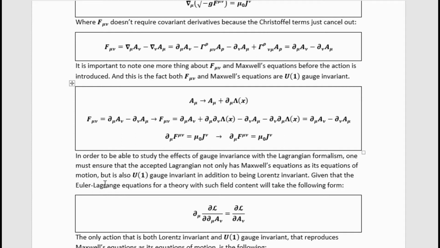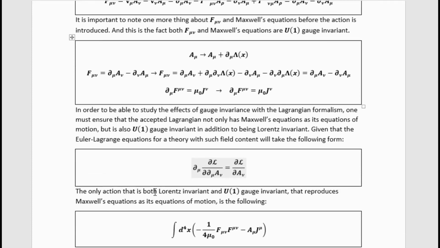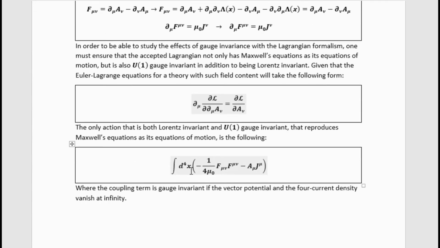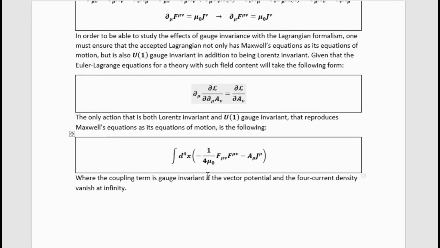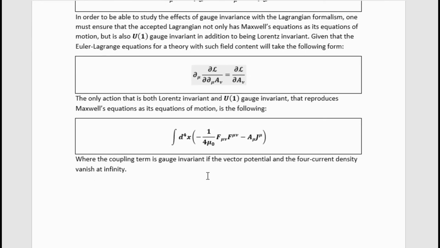Given that the Euler-Lagrange equations for a theory with such field content will take this form, the only action that is both Lorentz invariant and U(1) gauge invariant that reproduces Maxwell's equations as its equations of motion is the following, where the sign and the particular placement of the constants is the standard convention. Also, this term, while it might not look immediately gauge invariant, it actually is gauge invariant if the vector potential and the four-current density vanish at infinity.